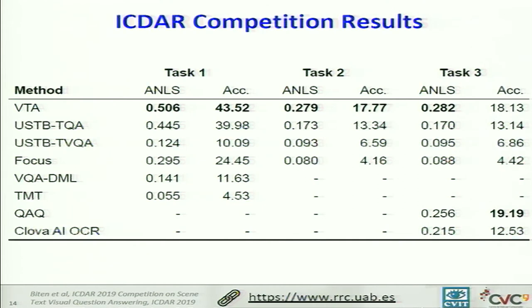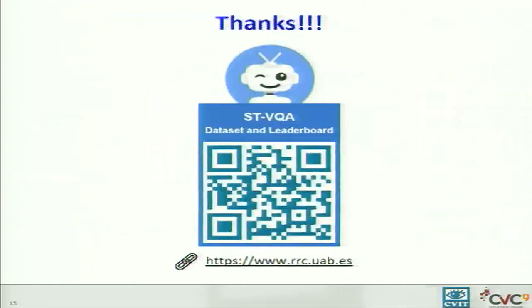I have to say that nowadays this is a very outdated leaderboard, because there is a recent paper from a research group at Facebook that has doubled the results of these methods. But still, I think they are at 40% accuracy in task three, so there is still a lot of room for improvement in this particular task. That's all from my side. Thank you very much for your attention. If you have any questions, I will be happy to answer.